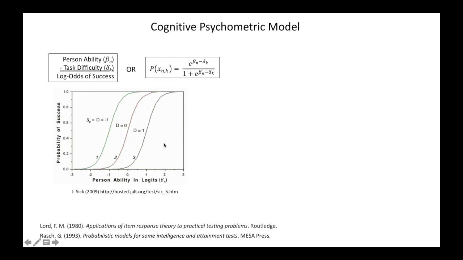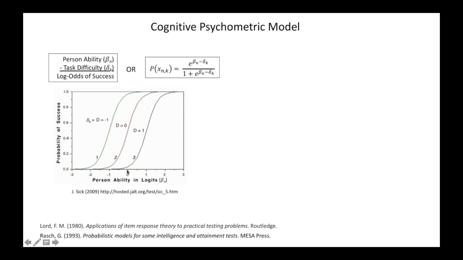And this is an illustration of what that looks like. So on the x-axis, you have the person ability in logits. These typically range from -3 to 3, like a z-score. These numbers don't actually mean anything on their own. 0 doesn't correspond to a population average.